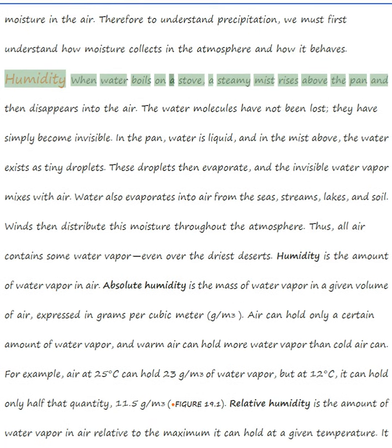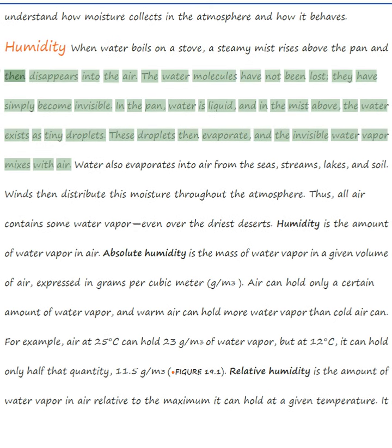Humidity. When water boils on a stove, a steamy mist rises above the pan and then disappears into the air. The water molecules have not been lost, they have simply become invisible. In the pan, water is liquid, and in the mist above, the water exists as tiny droplets. These droplets then evaporate, and the invisible water vapor mixes with air.